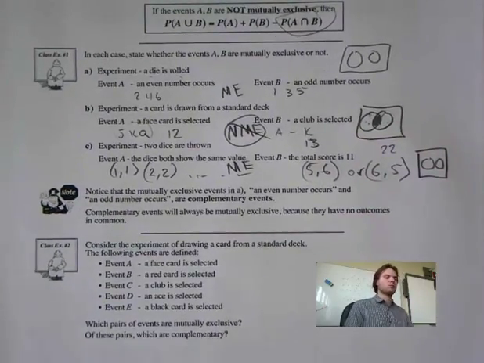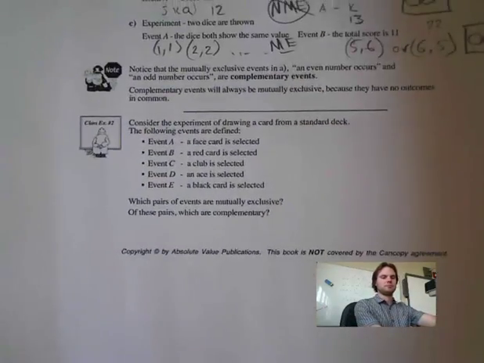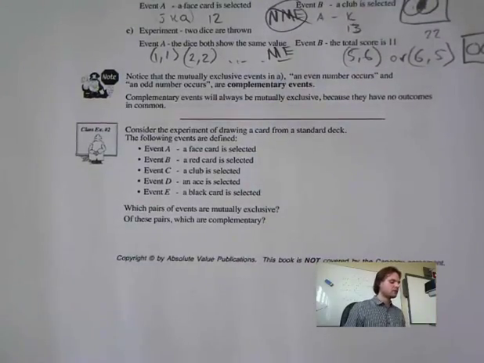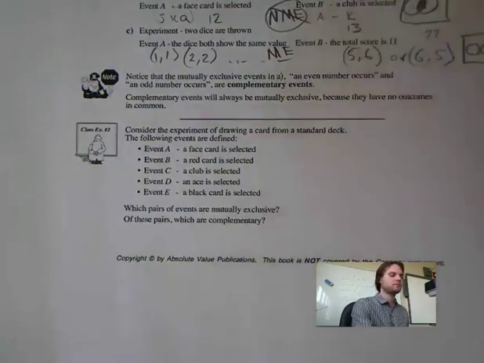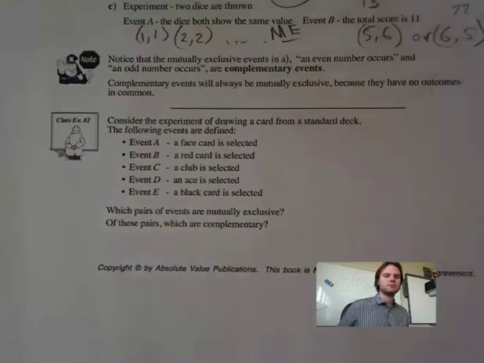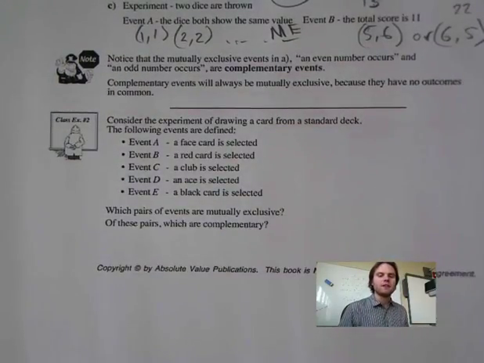So now we're going to look at example 2. Example 2 says, consider the experiment of drawing a card from a standard deck of cards. The following events are defined. Event A, a face card is selected. Event B, a red card is selected. Event C, a club is selected. Event D, an ace is selected. And event E, a black card is selected. Now it says, which pairs of these events are mutually exclusive?